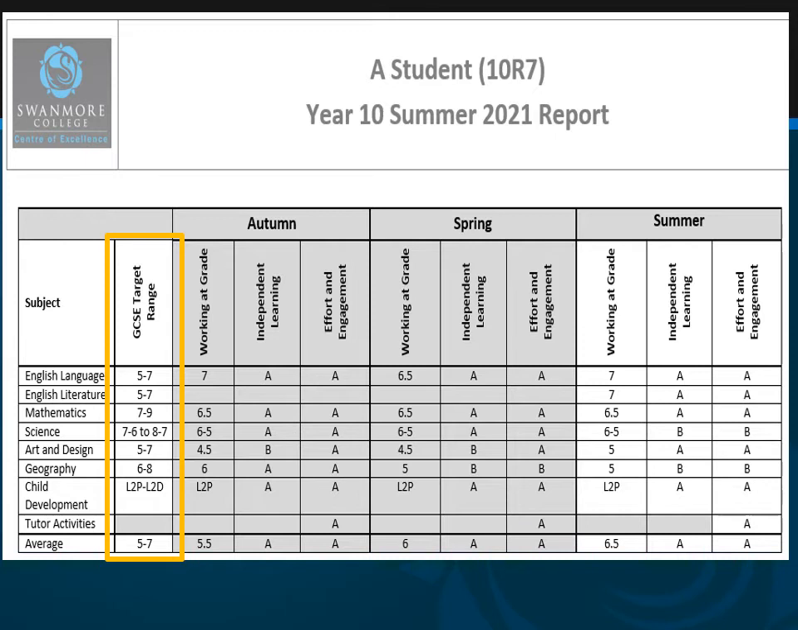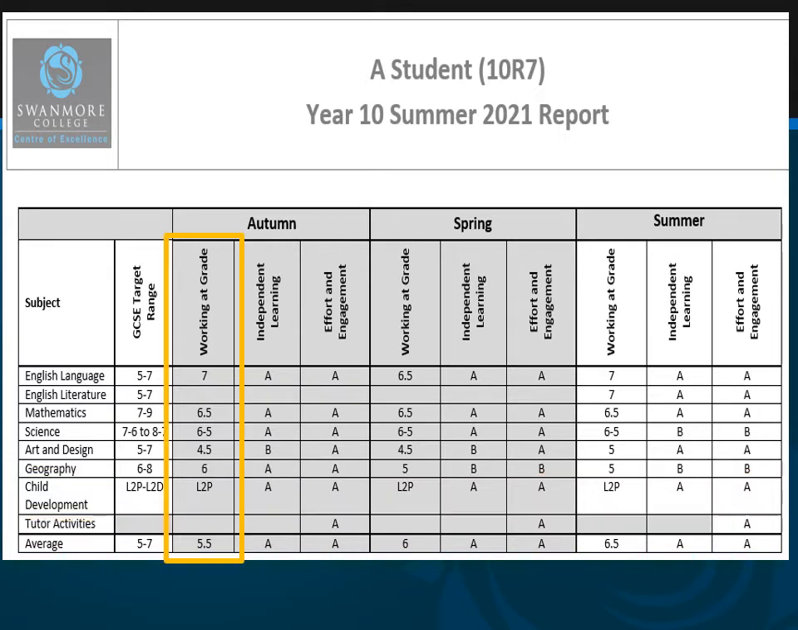Now, the grades for most subjects are listed as a 9 to 1 grade. Some grades, for example child development down here, are given as a different grading scheme. The L2P stands for Level 2 Pass, and we will give the full definition of what these mean on the report. Now, let's have a look at the working at grades for Key Stage 4.